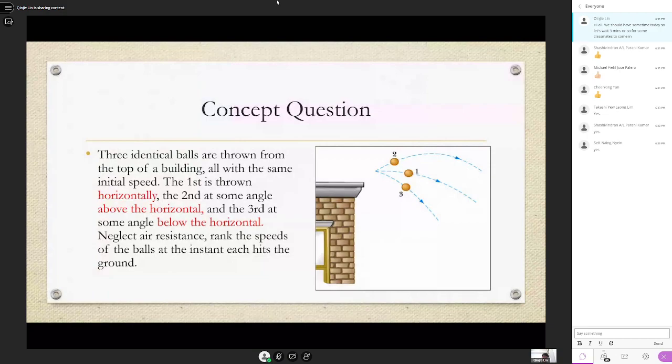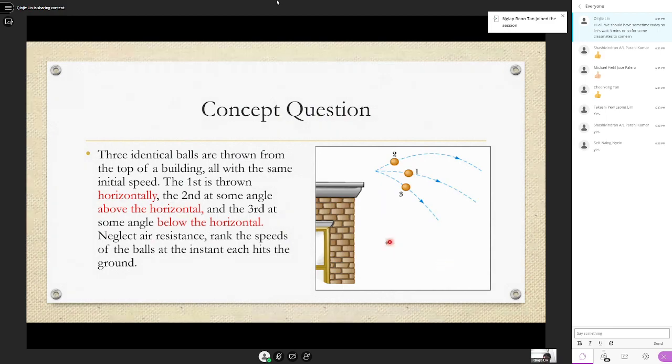Now, I have another concept question for you all to think about. Three identical balls are thrown from the top of a building, all with the same initial speed. The first is thrown horizontally. The second is thrown at some angle above the horizontal. The third is thrown at some angle below, so we throw it down at some angle. Neglect air resistance, and rank the speeds of the balls at the instant each hits the ground.